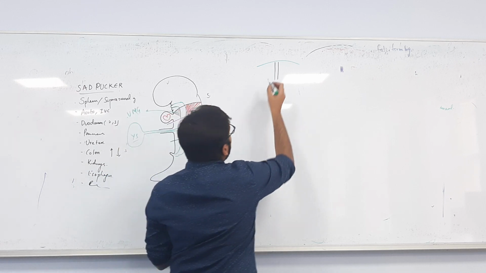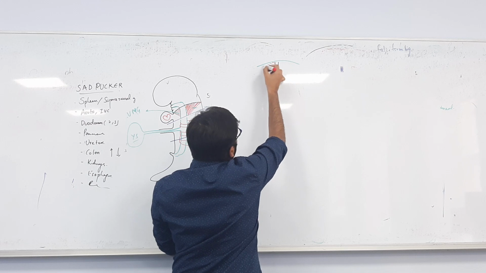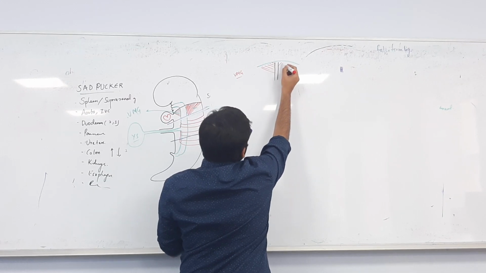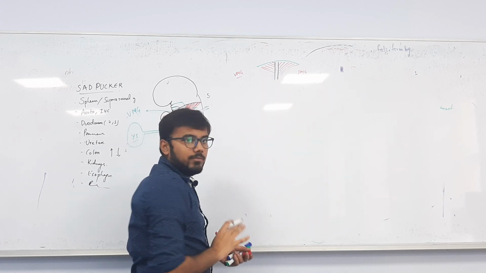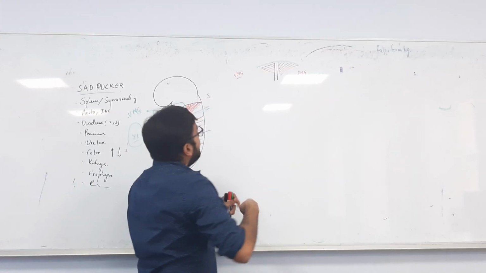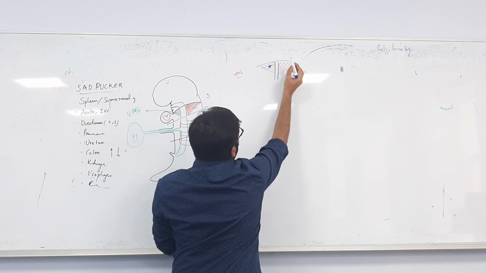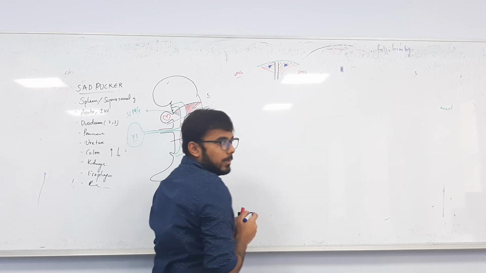Ventral mesogastrium. See here, this is your ventral mesogastrium, and this is your dorsal mesogastrium. You are aware of this, right? Now, within this ventral mesogastrium, slowly an organ develops which will eventually transform into what? Liver, and this will transform into spleen.